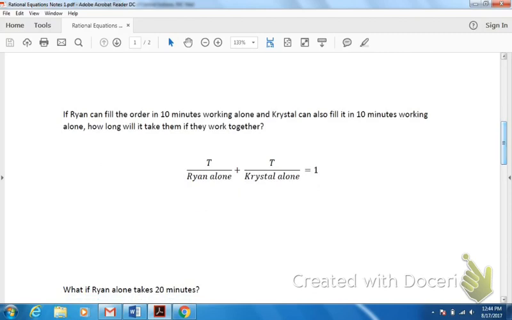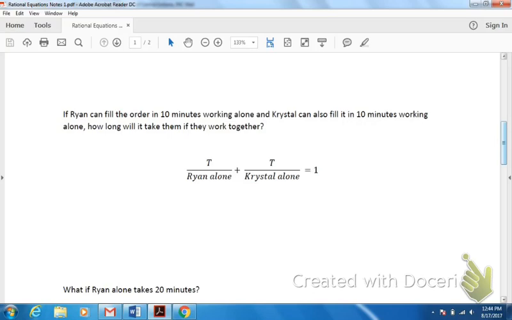So if we read this bottom question, it says, if Ryan can fill the order in 10 minutes working alone, and Crystal can also fill it in 10 minutes working alone, how long would it take them if they were working together? Okay, so you just know it's 5 minutes, right? So let's see if we can set that up and find it out algebraically. Kind of proves to us that the system works.